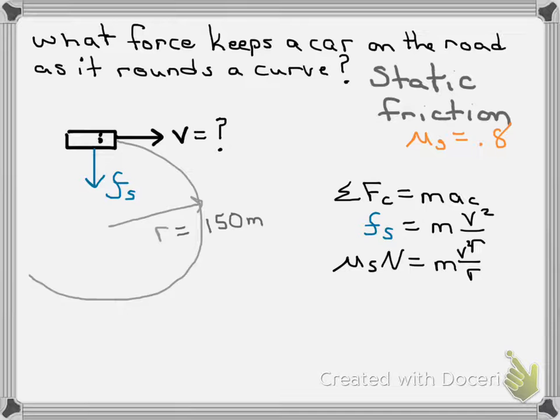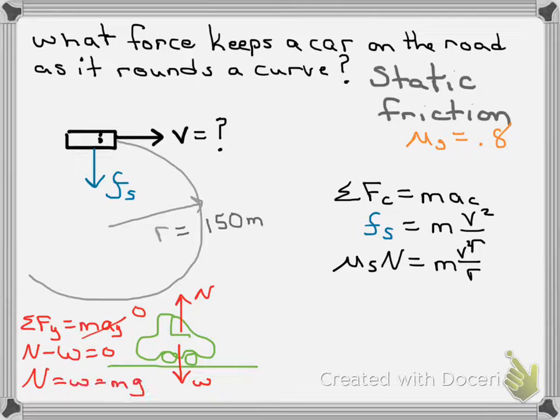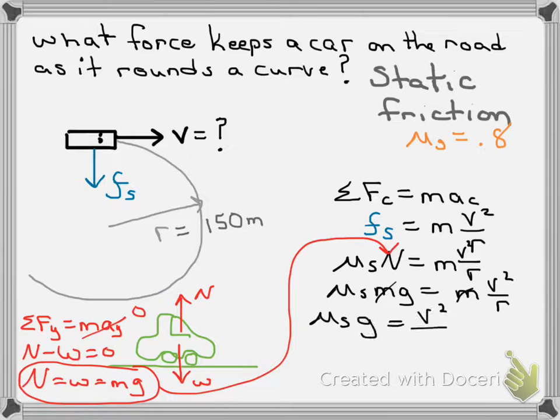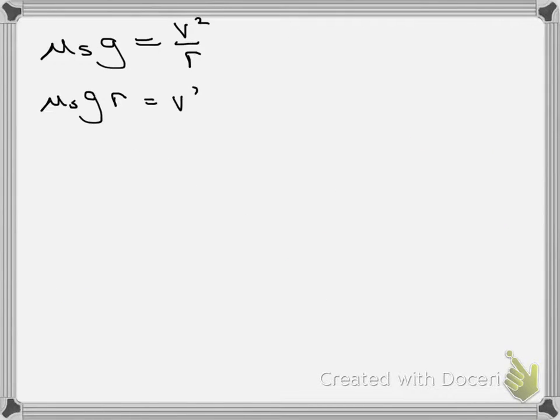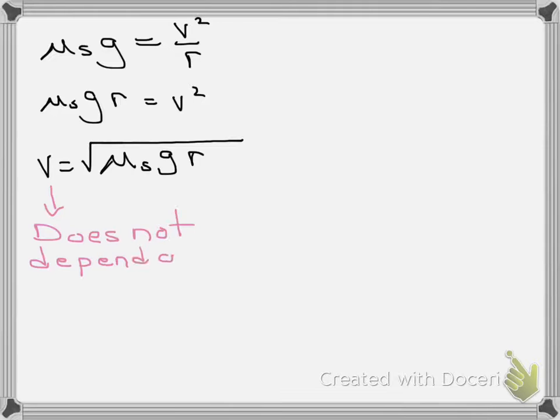Well, we need to find the normal force, and we can do that from Newton's second law of motion. If we apply Newton's second law of motion to the car in the vertical direction, we find that the normal force has the same magnitude as the weight, or mg, and so we will substitute that for N in our equation. Then we find that since there's mass on both sides, it divides out. And now let's solve for the velocity. What we find is that the velocity does not depend on the mass of the vehicle.